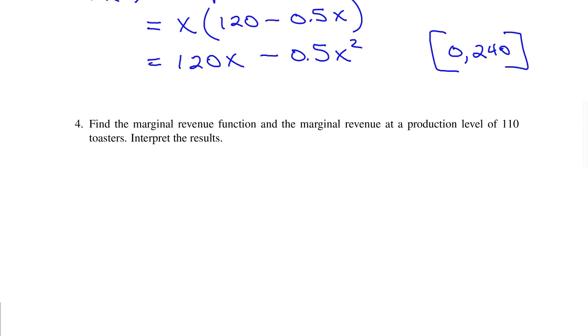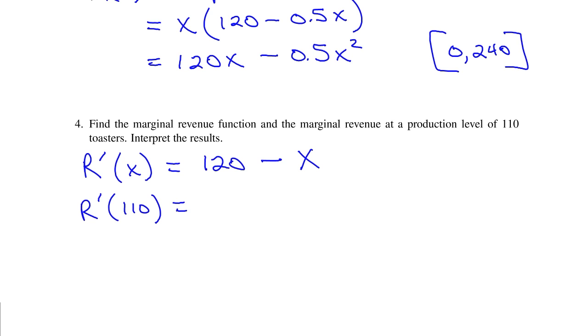Question 4. Find the marginal revenue function and the marginal revenue at a production level of 110 toasters. So the marginal revenue is the derivative of the revenue function. So this would be 120 minus x. Marginal revenue at 110 toasters is 120 minus 110, which is $10 per toaster.